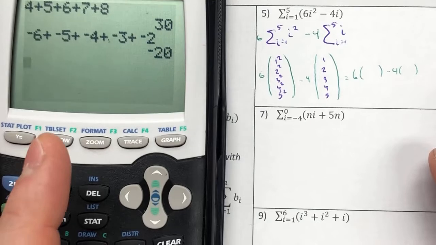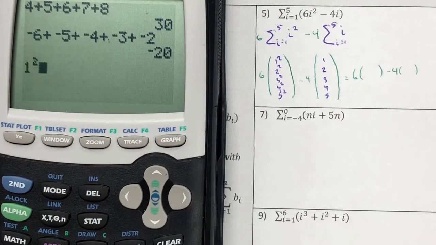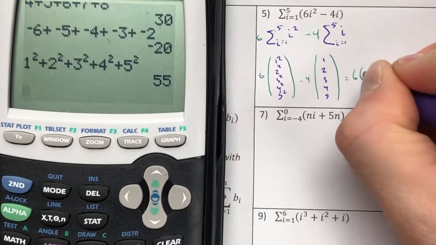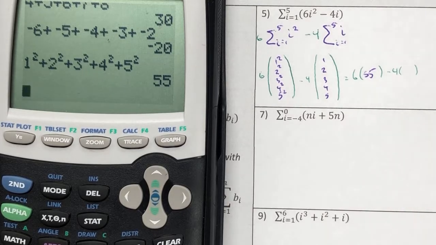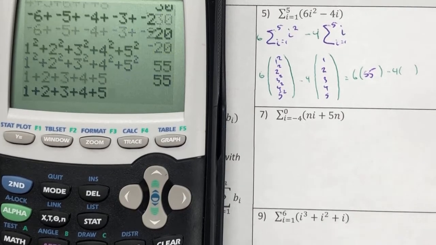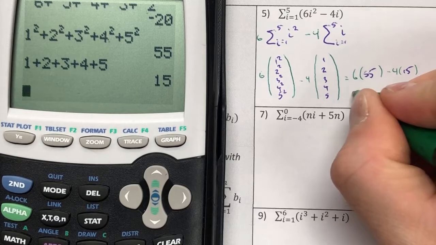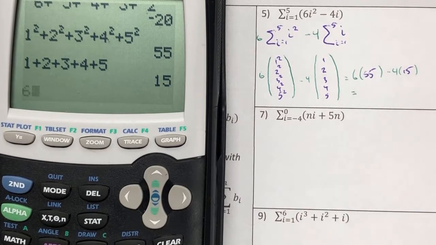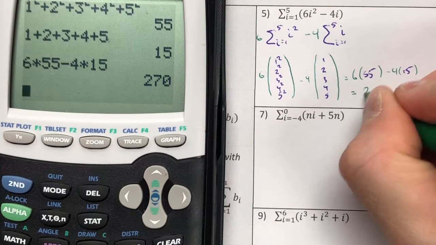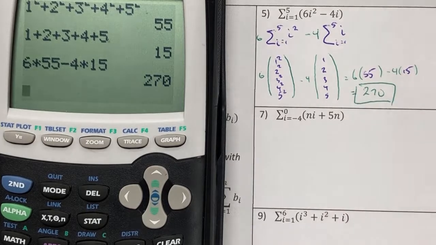And if we break this out, if we have 1 squared plus 2 squared plus 3 squared plus 4 squared plus 5 squared, that will give us 55. 1 plus 2 plus 3 plus 4 plus 5 is going to be 15. And if we evaluate that all the way, this will give us a grand total of 6 times 55 minus 4 times 15, which is 270. Awesome.